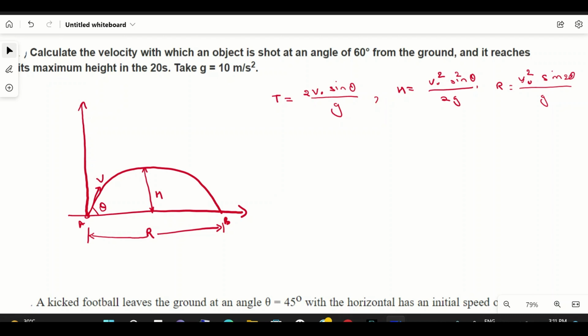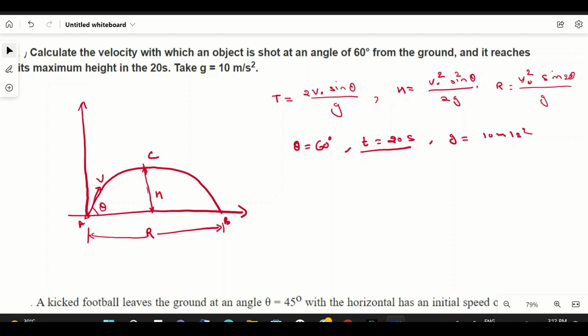So here what is given: calculate the velocity with which an object is shot at an angle of 60 degrees. So see, theta is 60 degree from the ground and it reaches its maximum height in 20 seconds. So time to reach maximum height is 20 seconds. G is given, acceleration due to gravity is given 10 meter per second square. So see here, time of flight is not given. Time to reach from point A to point C is given. Maximum height is at point C.